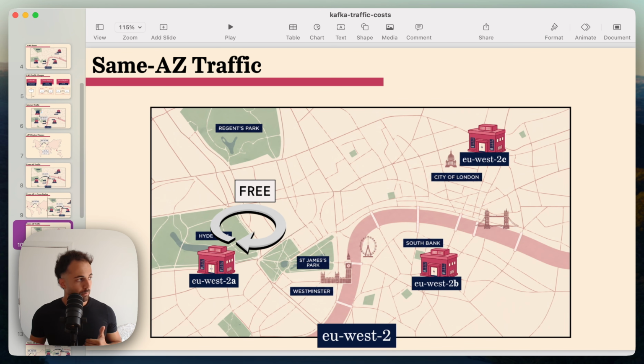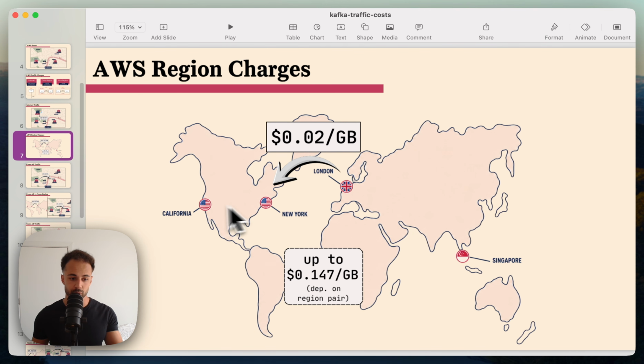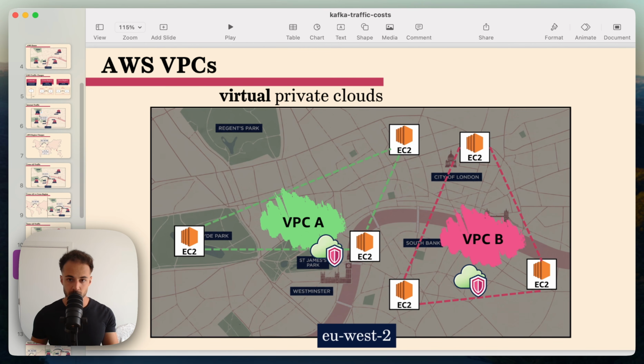Now, there's a little bit of a subtlety here where this same AZ traffic applies only if you're using the private IP of your EC2 box, and that's where the trickiness comes. In AWS, we have these things called VPCs. VPC stands for Virtual Private Cloud. It's basically a made-up virtual network between machines. VPCs have to be inside the same region, so you cannot have a VPC from London to New York. No, it has to be inside London only.